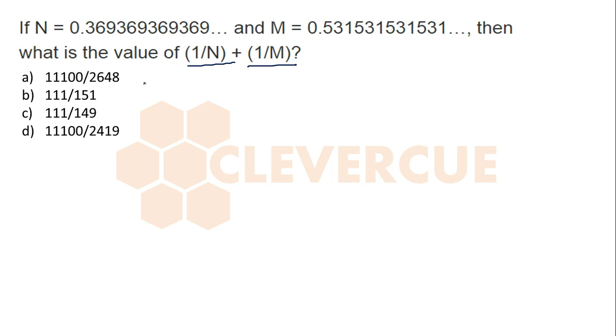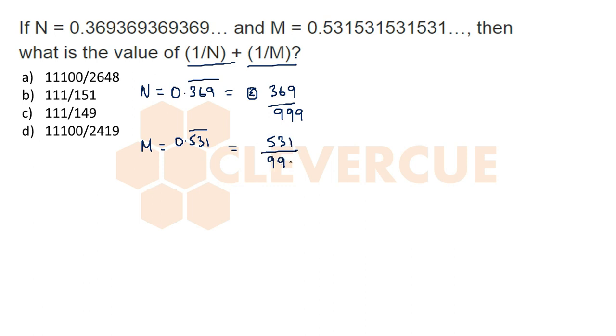Now let us see the value of n. The value of n is equal to 0.369 bar. Now this is equal to 369 by 999. So we have converted it into the fraction. Now the value of m, 0.531 bar. This is equal to 531 divided by 999. Now if you see, this 369 and 531 are multiples of 9.